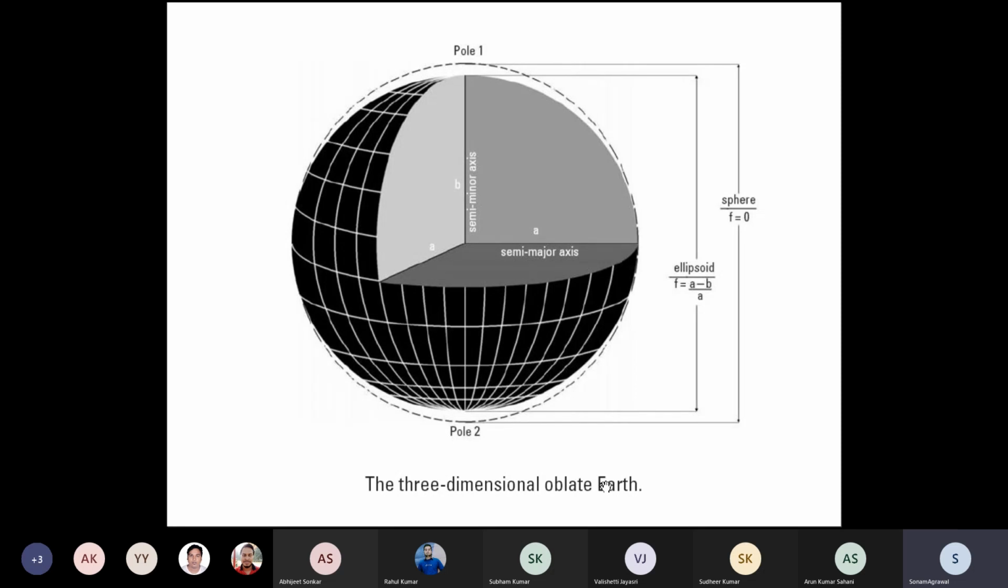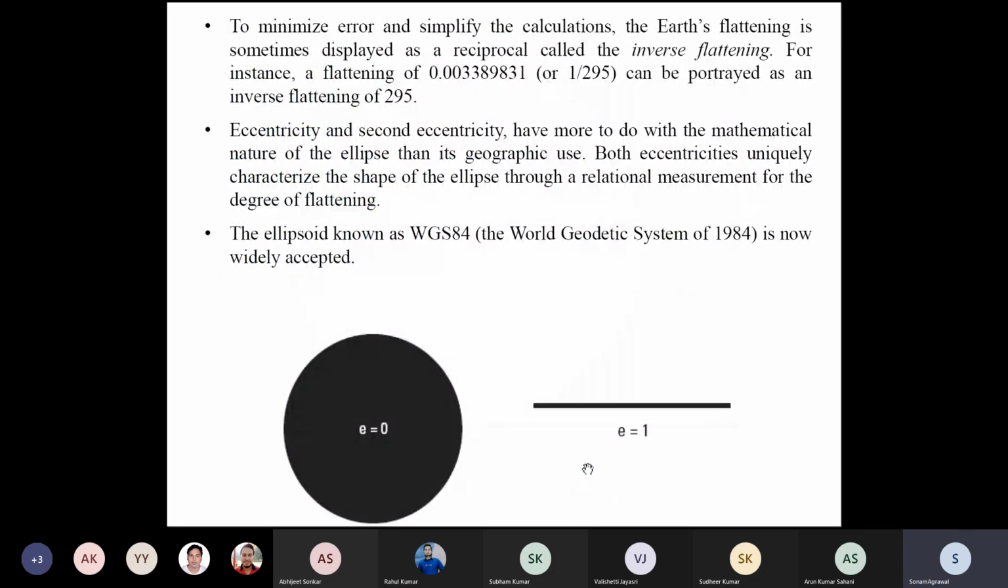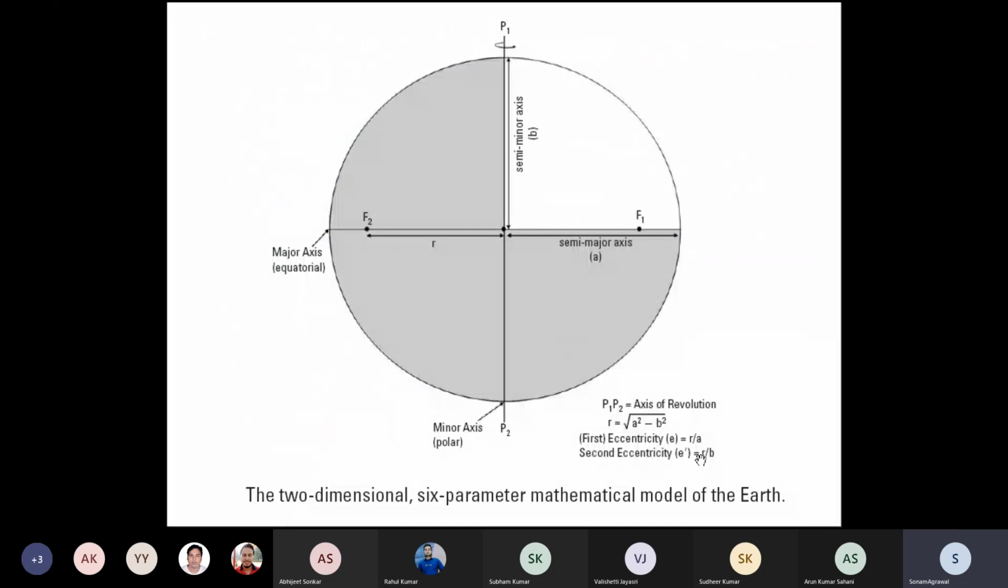Okay. So we were discussing eccentricity. The formula of eccentricity: the first eccentricity is the under root of a square minus b square upon a, and the second eccentricity is the under root of a square minus b square upon b. So it is r upon a, r upon b, and the value of r is given as the under root of a square minus b square. This is how the eccentricity value is computed.